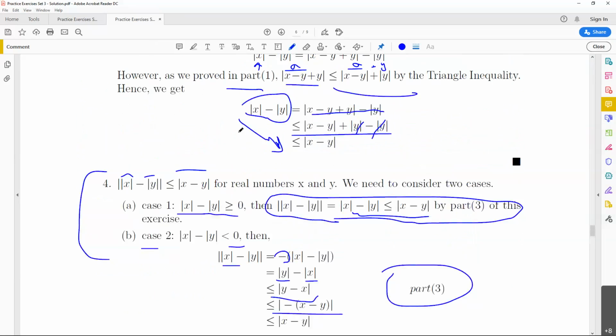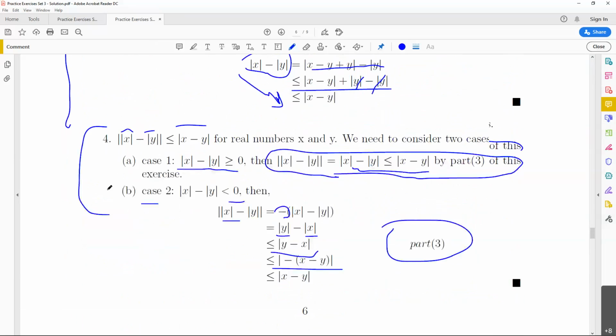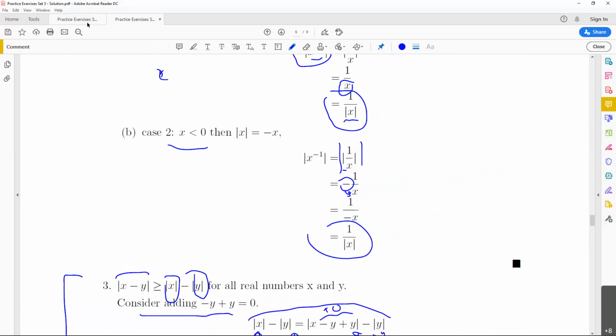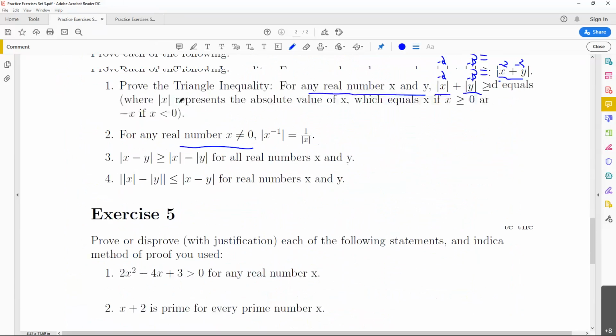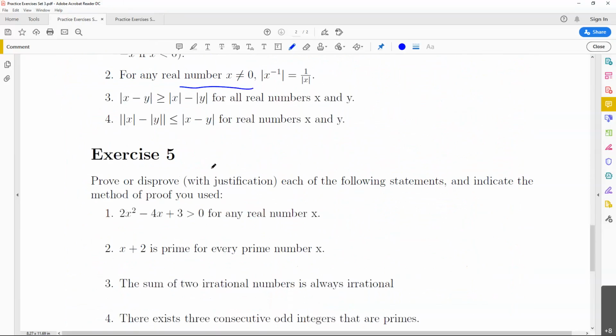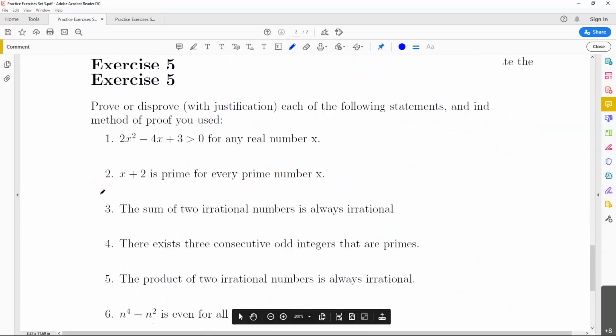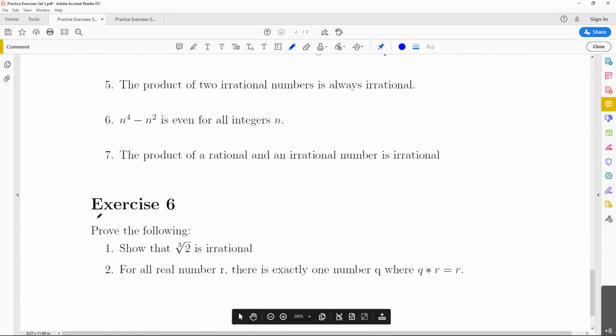I'd advise solving three and four again if you had problems while solving. Exercise five. Prove or disprove with justification each of the following. Indicate the method of proof used. We're almost there, guys. Just exercise five and six left.